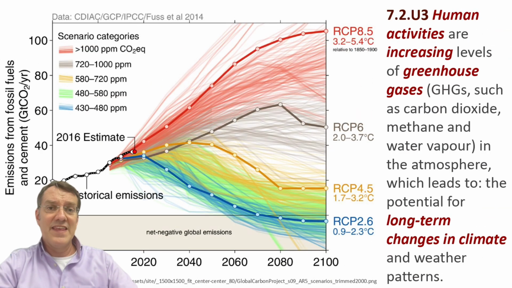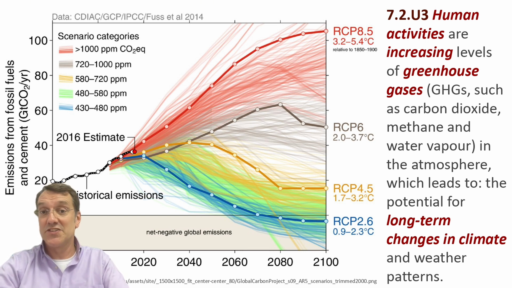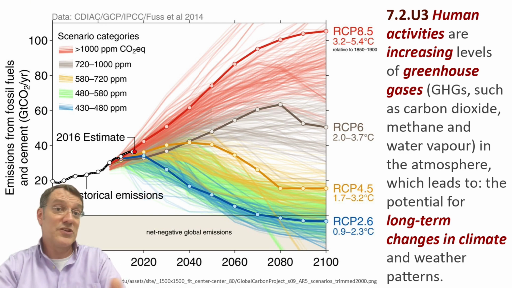Looking towards the future, these graphs show different scenarios for greenhouse gas emissions and their potential impacts. The colors represent different policy choices and actions that we might take. The red pathway, RCP 8.5, shows what might happen if we continue business as usual, potentially leading to temperature increases of 3.2 to 5.4 degrees Celsius. The blue pathway, RCP 2.6, represents aggressive action to reduce emissions. This isn't just about numbers on a graph. It's about the kind of future we choose to create.